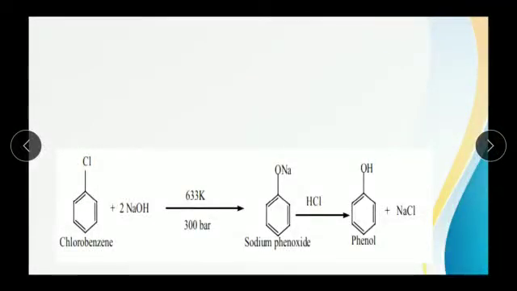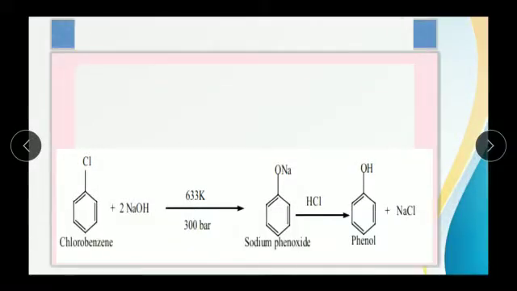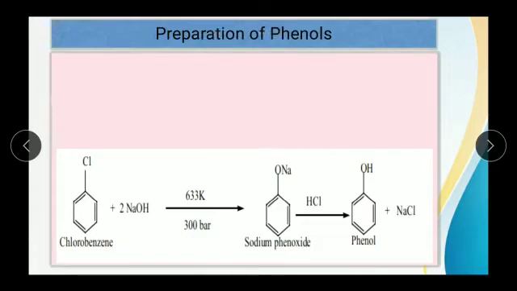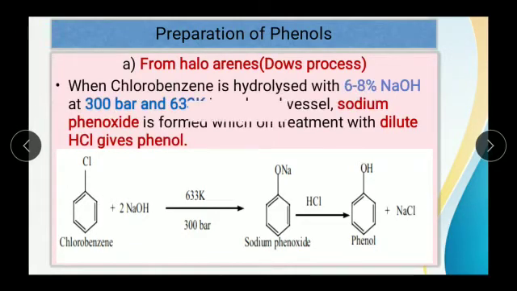Now we move to the preparation of phenols. First method, Dow's process, from haloarenes. From haloarenes we are preparing phenol. It is named as Dow's process.